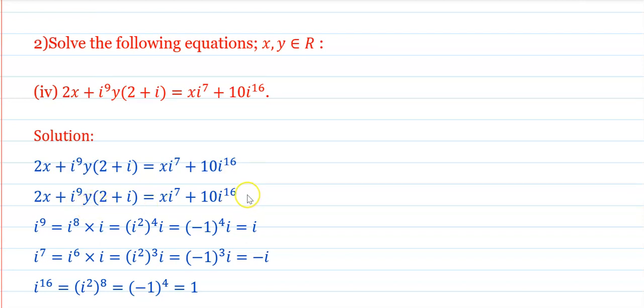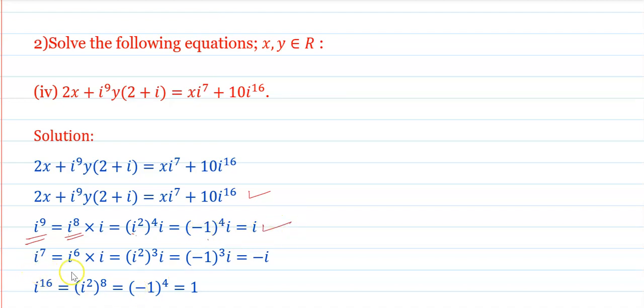And again here the same step is repeated. Now we'll find out the value of i raised to 9. What does i raised to 9 mean? i raised to 8 into i. But what is i raised to 8? i square bracket raised to 4 into i. But what about i square? i square is minus 1. Minus 1 raised to 4 means what? Plus 1. Plus 1 into i, you will get here i.